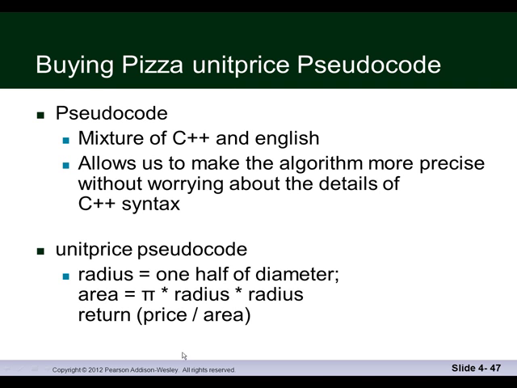So for example, here I am focusing on the pseudocode for this section. It's going to say radius equals 1/2 of diameter. Area is pi times the radius to the power of 2, and return price divided by area. As soon as I see a division, I check to be sure whether these two are integer. If they are integer, I have to worry about it. Every time I see a division, I check automatically: is this integer divided by integer?